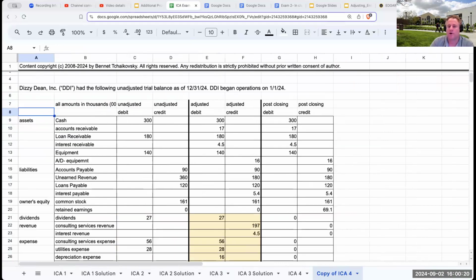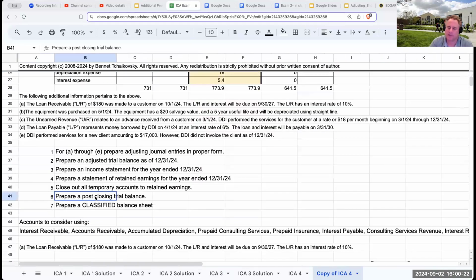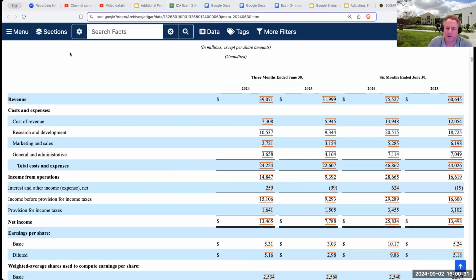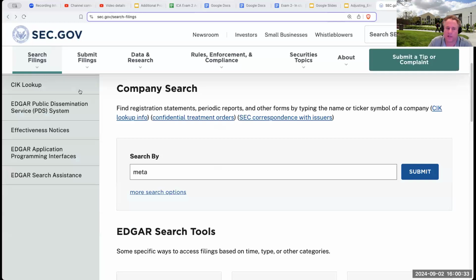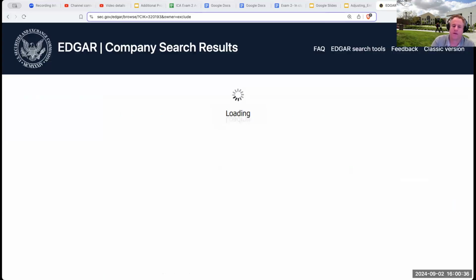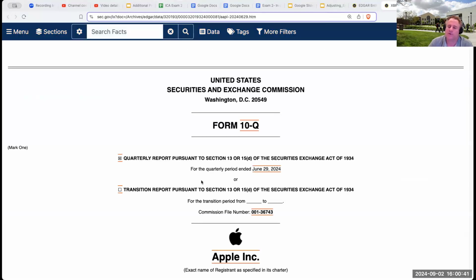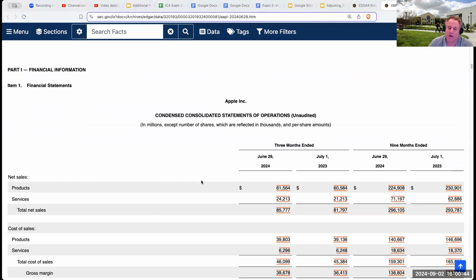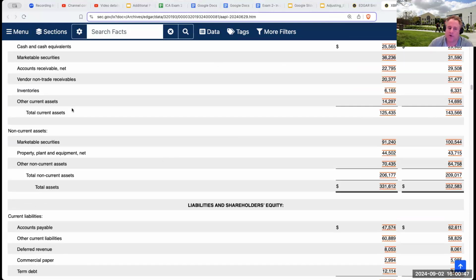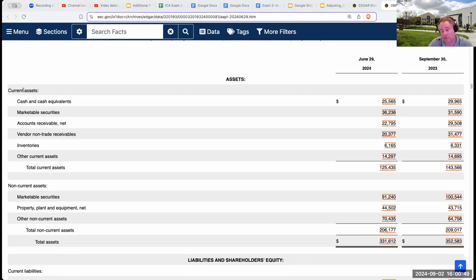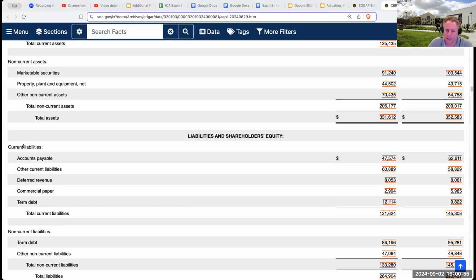When I prepare a balance sheet, this is going to be a little bit different. I have to prepare a classified balance sheet. This is very important. A classified balance sheet, and we're going to go ahead and look over here at Apple. When I prepare a classified balance sheet, for the assets and liabilities, I am separating them between current, meaning those I'm going to use or receive within a year, and non-current. Liabilities, current versus non-current, right?